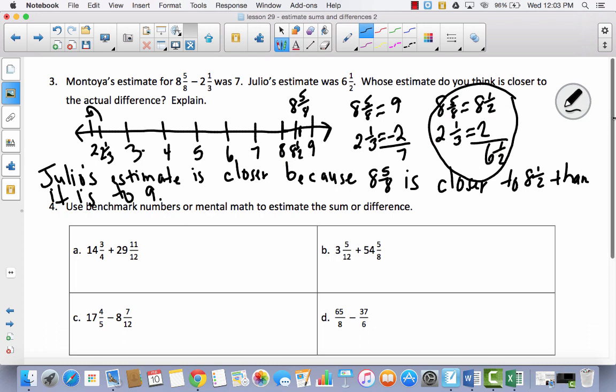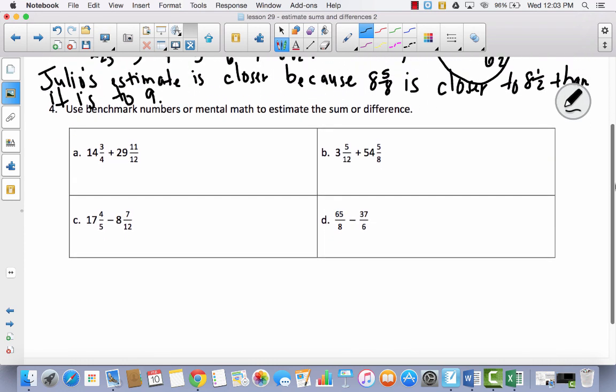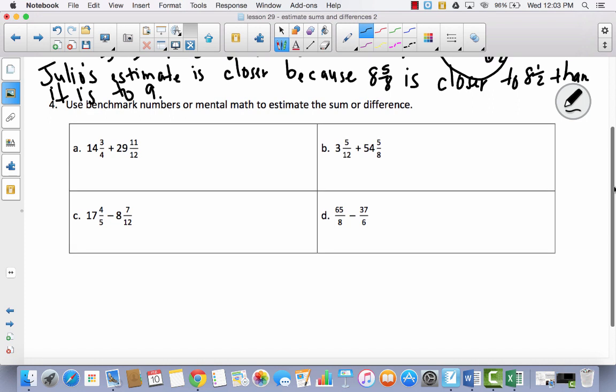All right, so let's take a look at number 4. Use benchmark numbers or mental math to estimate the sum or the difference. So we're going to see if we can do this without a number line, okay? So I bet we can. All right, so let's think about 14 3/4. Well, 14 3/4 is about 15. And 29 11/12 is really close to 29 12/12, which would be 30. So that will give me an estimate of 45.